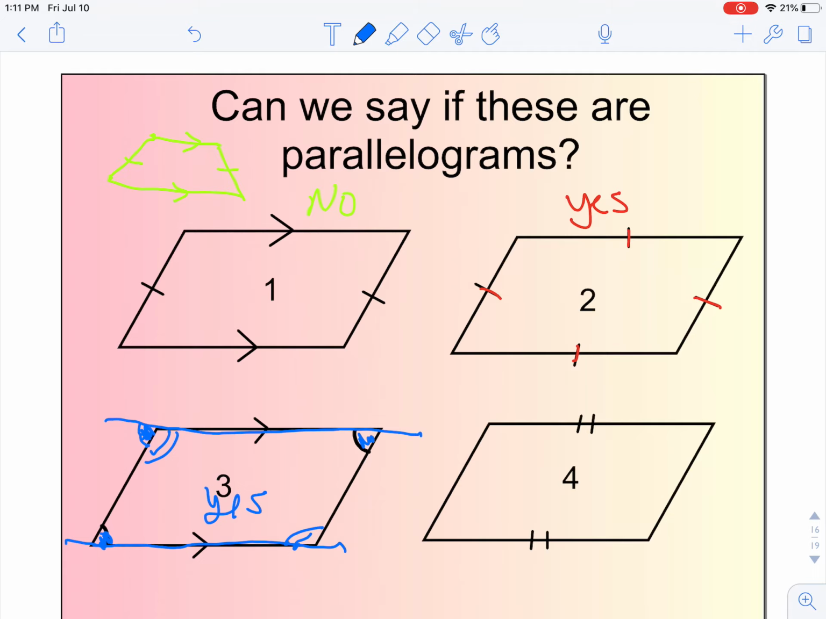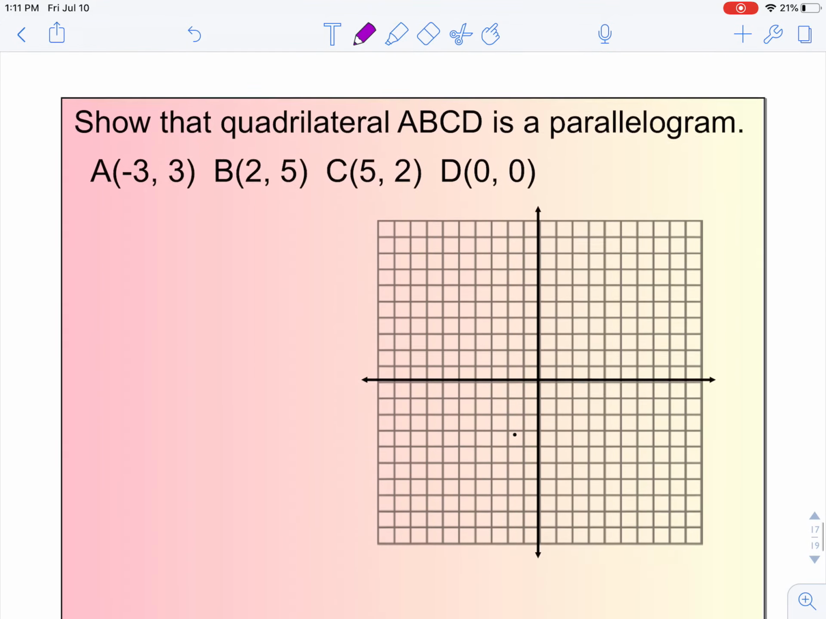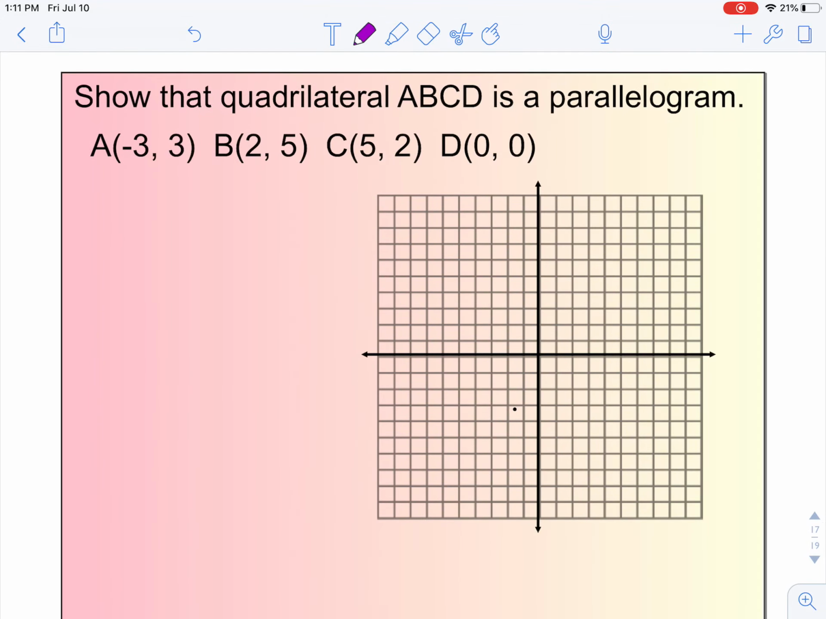And number 4, we only have one pair of sides that are congruent. So again, could we draw a counterexample for this one? I think we can. So if we just have two sides that are the same length, we can draw, again, something that is not a parallelogram.